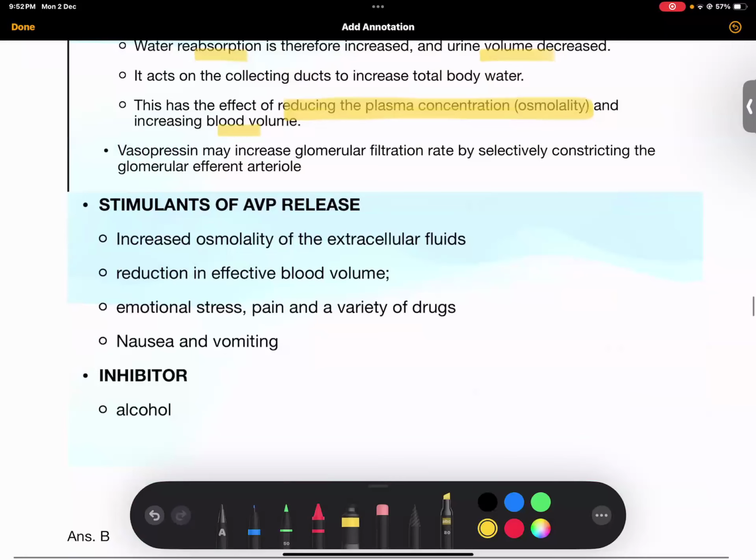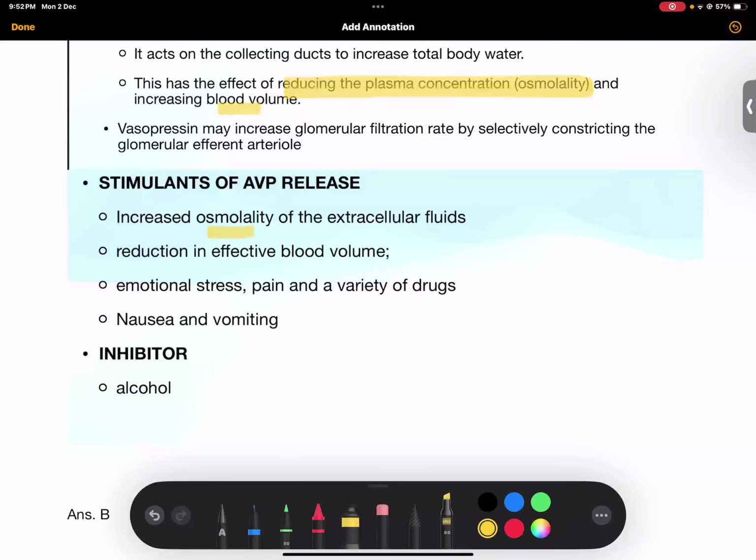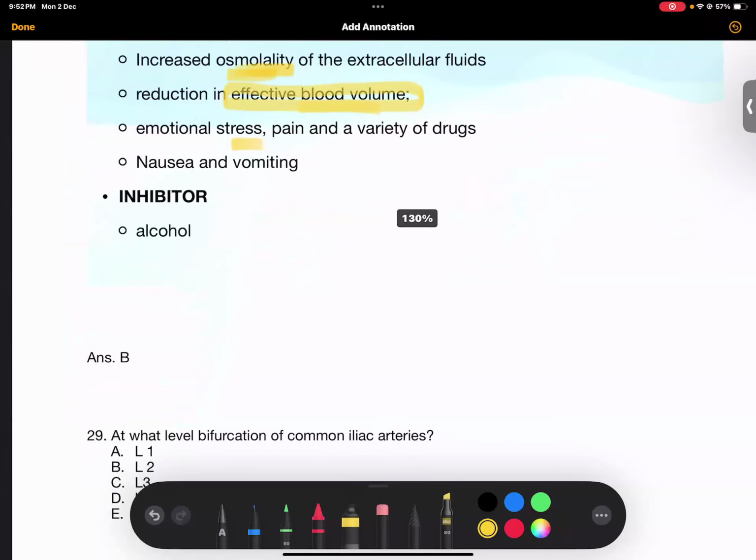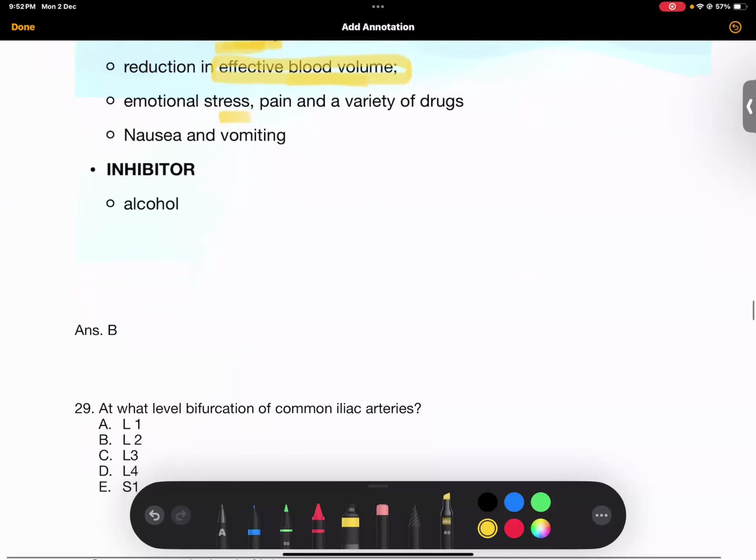So the stimulants of AVP release are increased osmolality or reduced blood volume. These two things are very important. Whenever the fluid volume is reduced, then this ADH would rise. Whenever you have high solute concentration in your body, like in the form of increased osmolality, then this AVP would be raised. Also after any kind of stress, pain, drugs, any kind of surgery, nausea, and vomiting. And alcohol is the inhibitor of this.